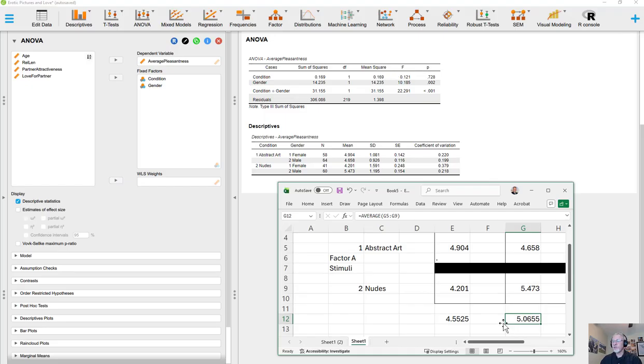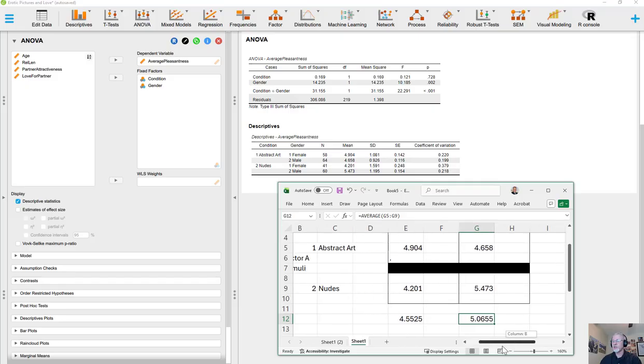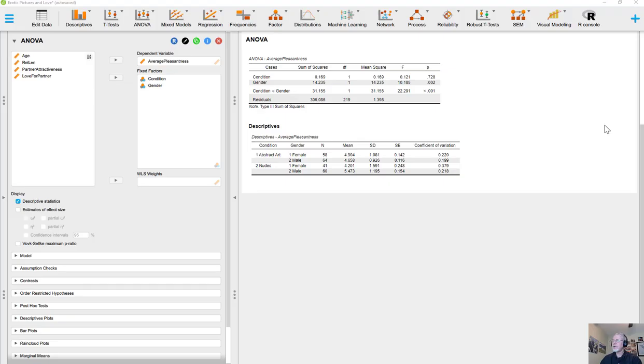You don't have a main effect for condition, which means that you shouldn't interpret the difference between these two marginal means for factor A. There is a significant interaction, and so that means you can interpret the cell means for a difference.